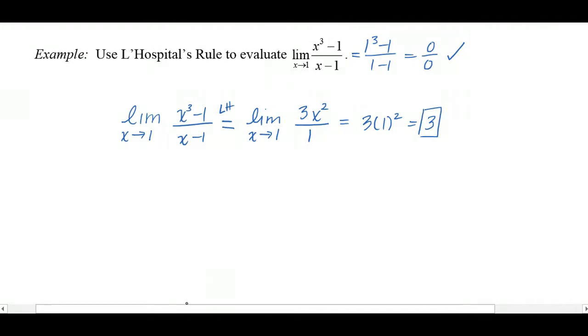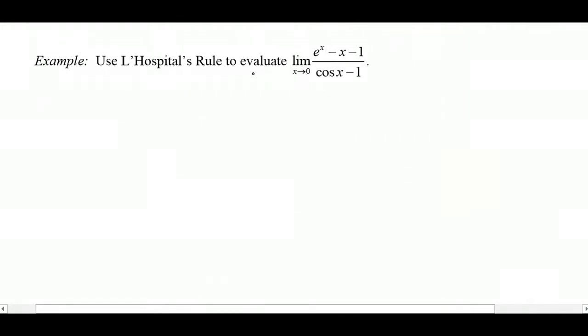So let's try another example. Use L'Hopital's rule to evaluate the limit as x approaches 0 of e to the x minus 1 over cosine x minus 1. So again, we try to use direct substitution first. So e to the 0 minus 1 over cosine 0 minus 1. So e to the 0 is 1, minus 0 doesn't do anything, and then minus 1. Cosine of 0 is 1, so I get 0 over 0. Yes, it's indeterminate form, so I can use L'Hopital's rule.